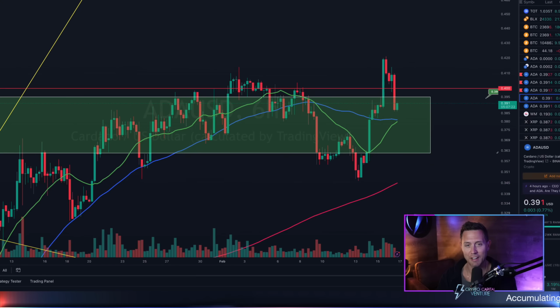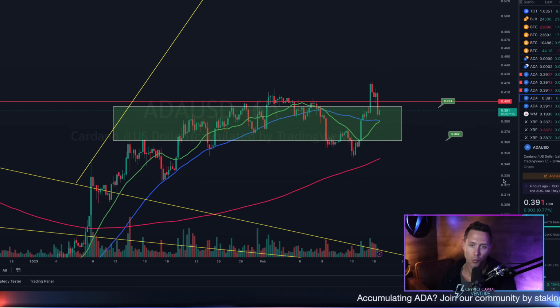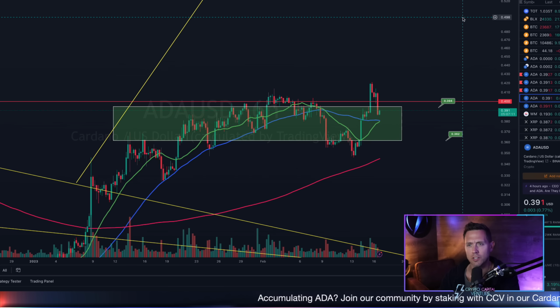I don't know about you, but I'm on the edge of my seat watching ADA right now, watching crypto markets. The question: are we going to get continued higher highs, higher lows? This is a 6-hour chart for ADA. We've been in an uptrend. You can just see it right here, but we've seen a lot of volatility along the way.